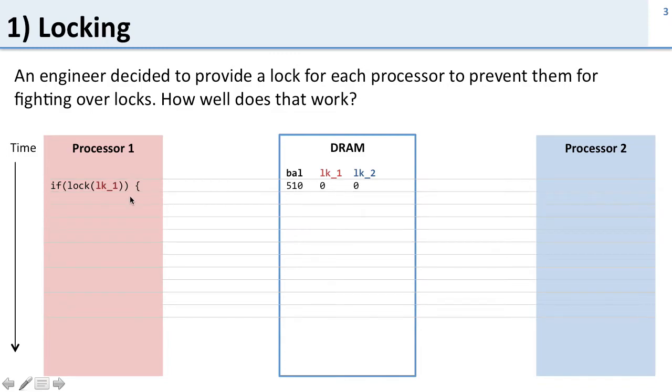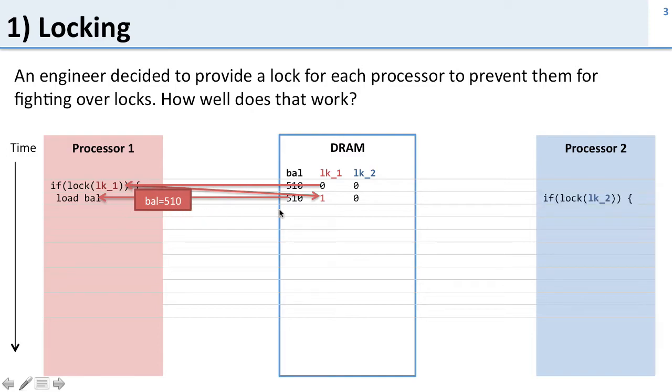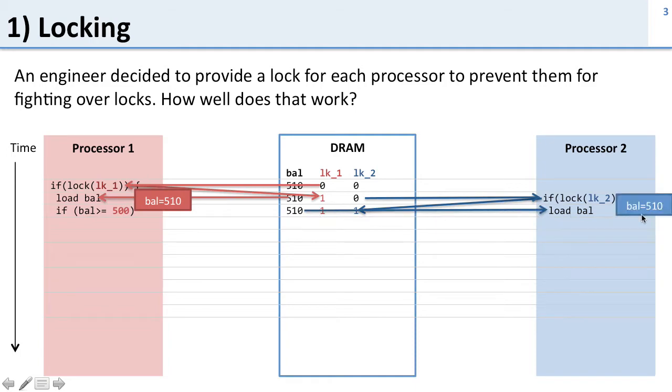So if we look at how this works out, the first processor goes through, takes its lock, that's fine, and sets its lock. Now it thinks it has permission to access the data. It goes ahead and loads the balance, gets 510 for the balance. Now at the same time, processor 2 over here goes in and tries to get its lock. Well, nobody has its lock, so it goes ahead, gets its lock, that's fine, and loads its data. And when it loads the balance, it also loads 510.